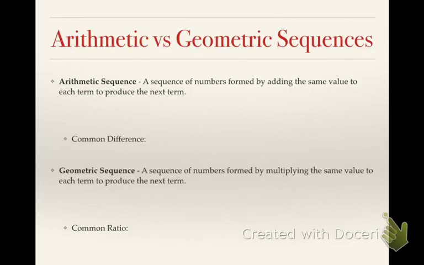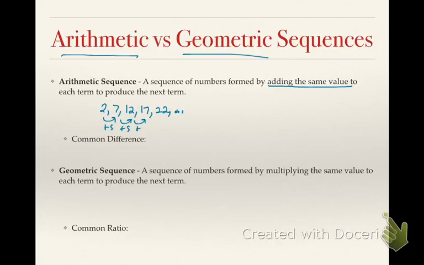Another big topic in this unit was comparing the differences between an arithmetic versus a geometric sequence. Arithmetic is always a sequence of numbers that are formed by adding the same value to each term to produce the next term. So an example would be, for instance, 2, 7, 12, 17, 22, and so forth. Notice that I'm adding 5 each time. You're adding the same number to get to the next term. The common difference is just that number you're adding.